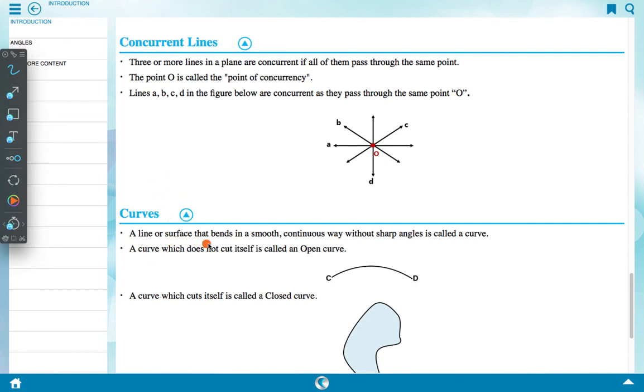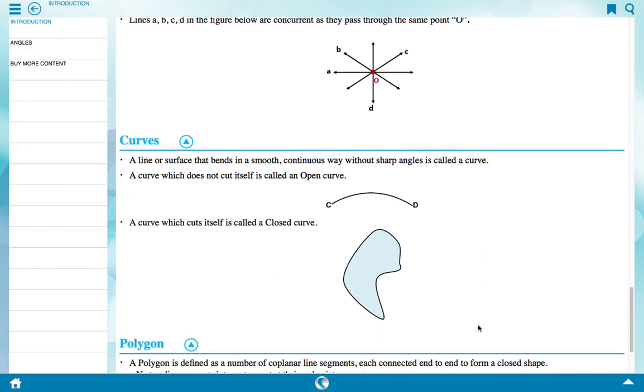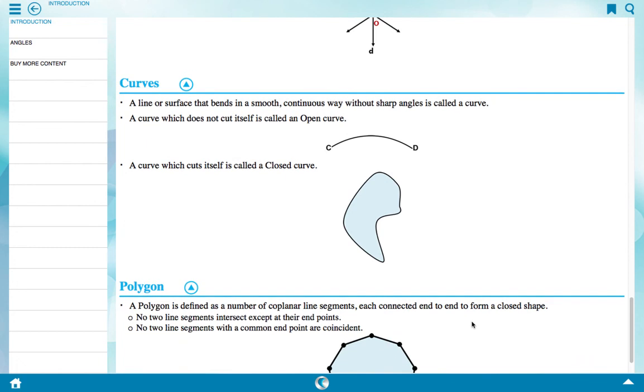Curves. A line or surface that bends in a smooth, continuous way without sharp angle is called a curve. A curve which does not cut itself is called an open curve, like C and D. A curve which cuts itself is called a closed curve. Here this curve cuts itself, so it is closed from all sides.